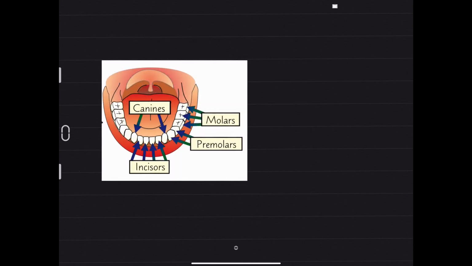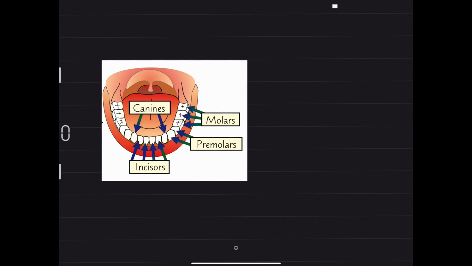In terms of mechanical digestion, I just want you to quickly familiarize yourself with the mouth in terms of how it's involved in mechanical digestion. You should be aware from key stage 3 that you have different types of teeth: canines, incisors, premolars and molars. Each individual type of tooth has a specific function in terms of breaking down the food into smaller sections. So you have mechanical digestion from the teeth as shown here.